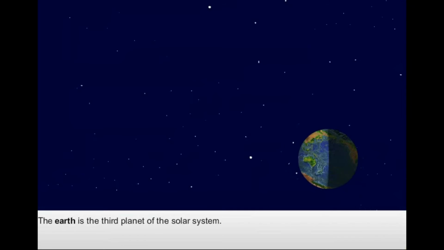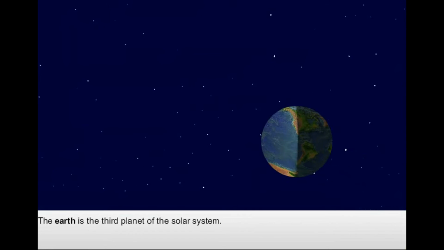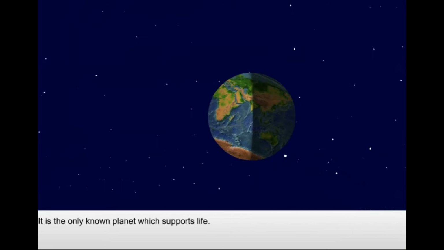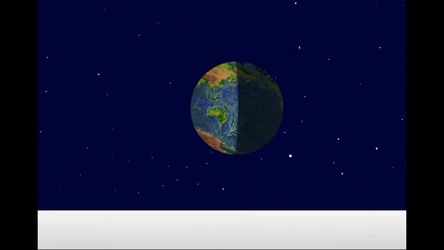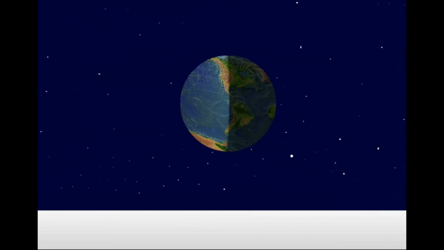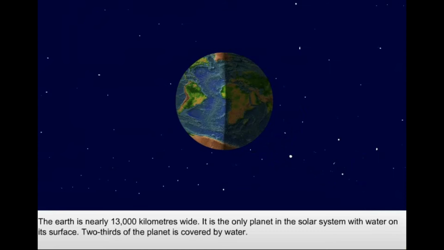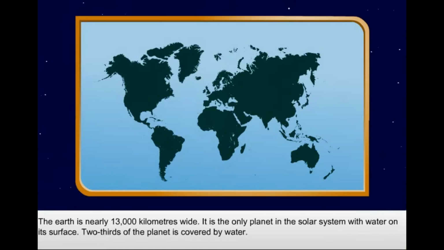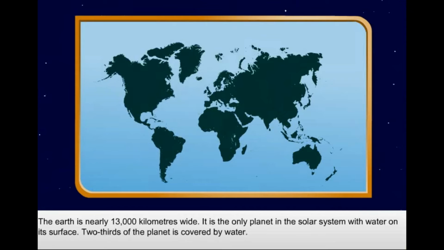The Earth is the third planet of the solar system. It is the only known planet which supports life. The Earth is nearly 13,000 kilometers wide. It is the only planet in the solar system with water on its surface.